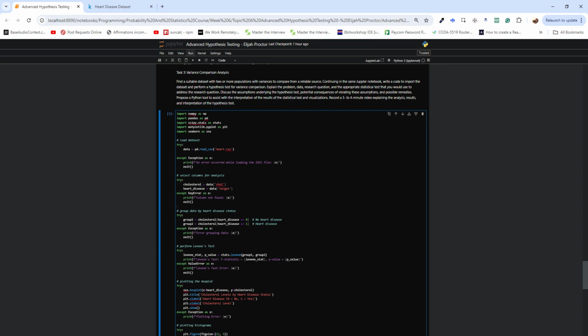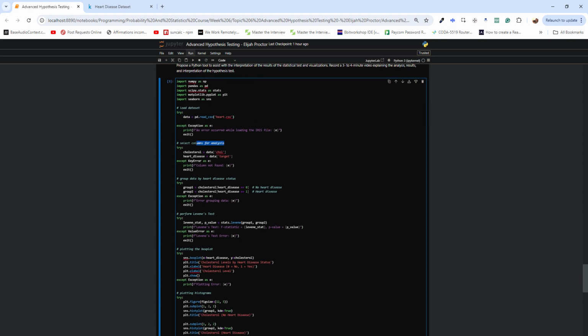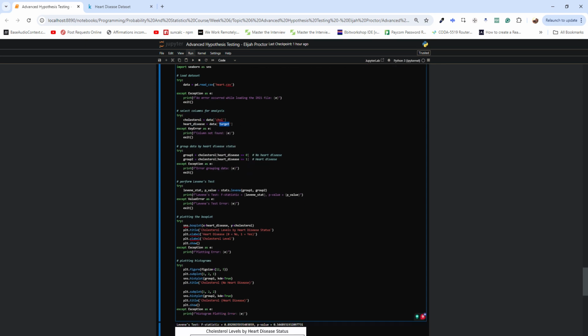So let's first go through our code. First we have to load the data set, then we have to select our columns for analysis. So we have our cholesterol levels and then our target. When the target is equal to 0, that means that there is no heart disease. When the target is equal to 1, we do have heart disease. And so we're going to partition the data based on these levels. Here we're going to partition to two groups, and then we're going to perform our Levene's test.